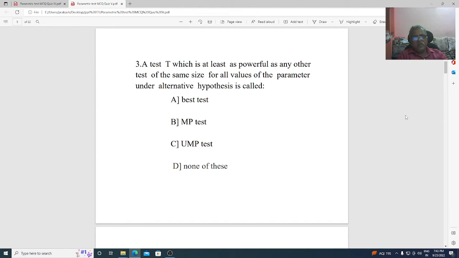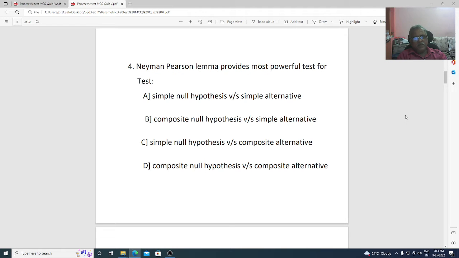Question 3. A test T, which is at least as powerful as any other test of the same size for all values of the parameter under alternative hypothesis is called a best test, B MP test, C UMP test, D none of these. The correct alternative is B MP test.